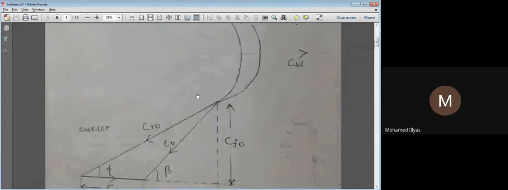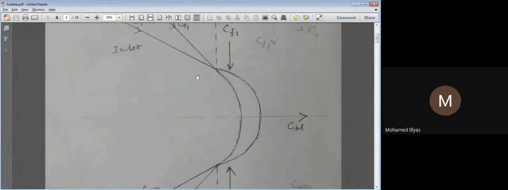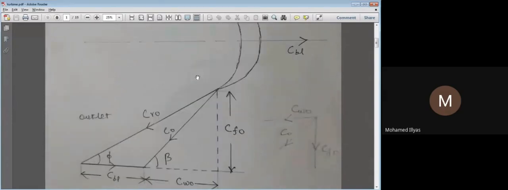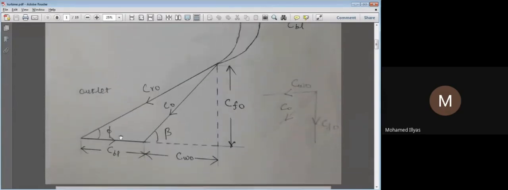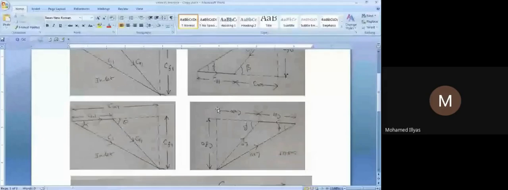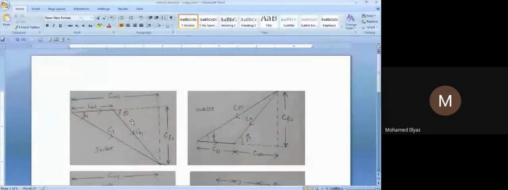While solving problems, it will be difficult if we keep them separate. So the inlet and outlet triangles should be combined, because CBL is common to both. We are going to superimpose them and combine the velocity triangles for convenience, to solve the problems easily. I'll show you here. This is our inlet velocity triangle, as we have seen, and this is our outlet velocity triangle. How are we going to combine them? That is what we are going to see here.